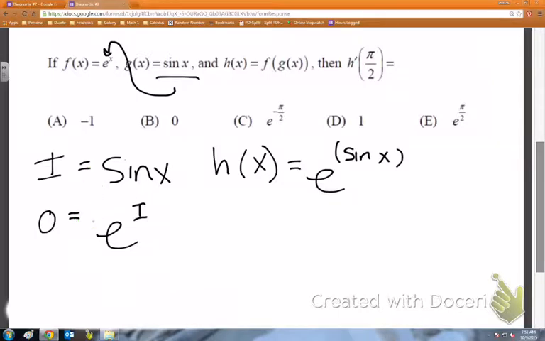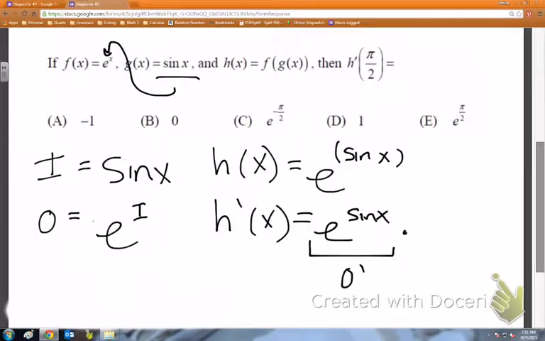So h prime of x equals the derivative of the outside. The derivative of e to some power is e to that same power. So we're going to write it as e to the sine of x, times the derivative of the outside, times the derivative of the inside. And the derivative of sine of x is cosine of x. So that's the derivative of the inside.